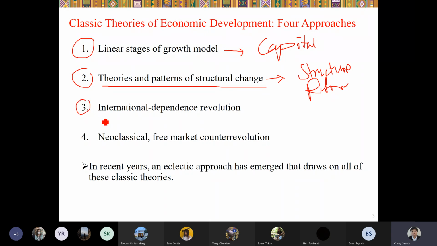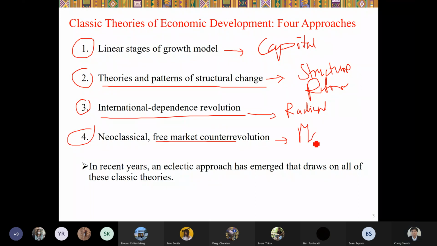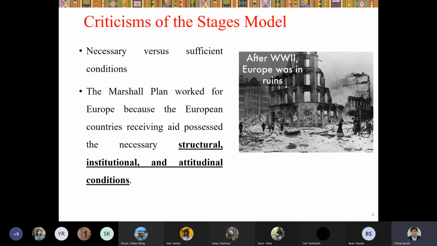Lastly, we have the radical theory, which says that economic growth and development depend on external forces, especially foreign countries and international organizations that influence the way the country can have economic growth. And lastly, we have the free market theory, which focuses on the market plus the role of governments. So the combination of the market in allocating resources and the intervention of the government is important for having economic growth. So we're almost done with this whole series.